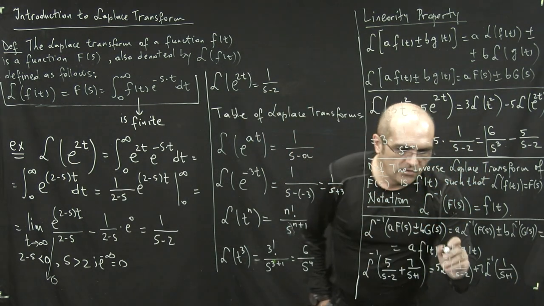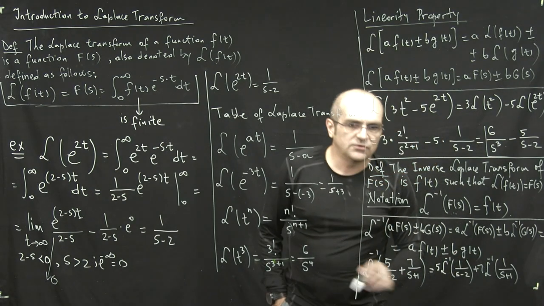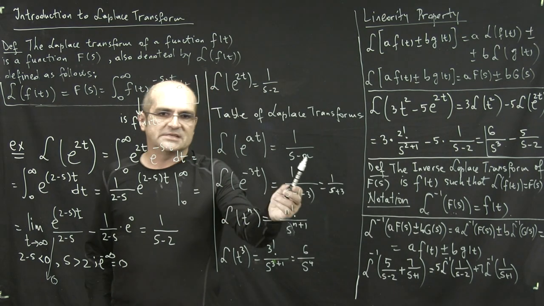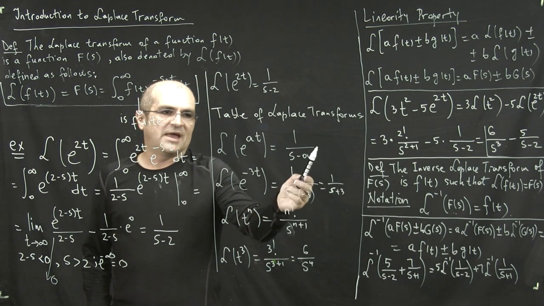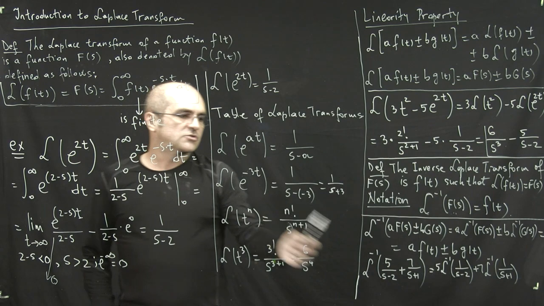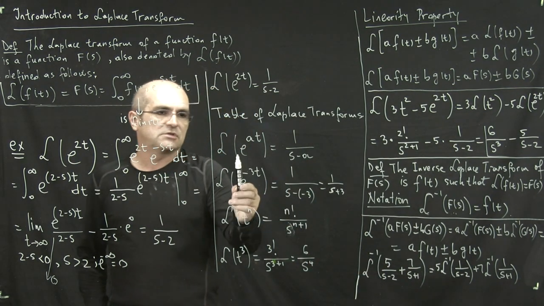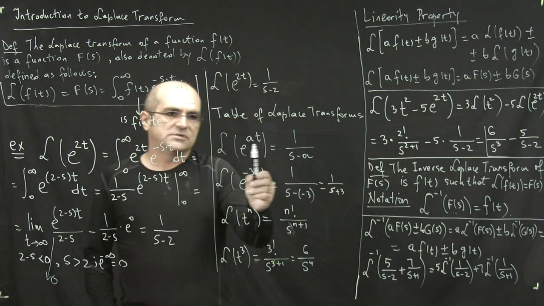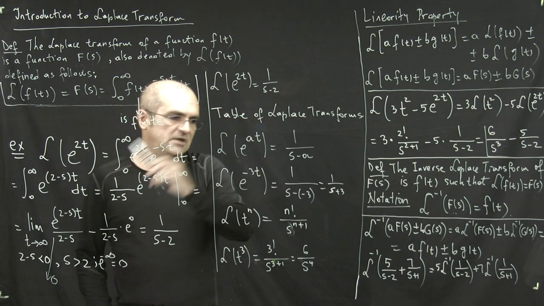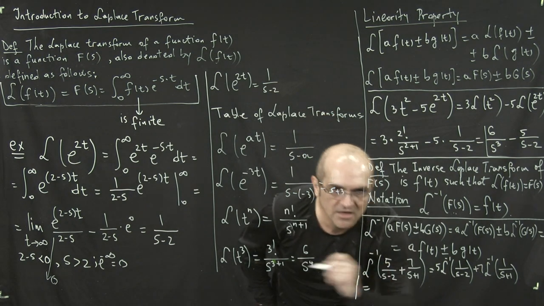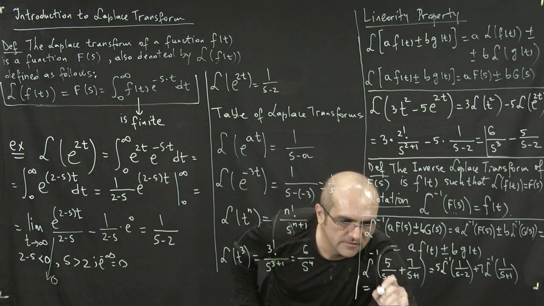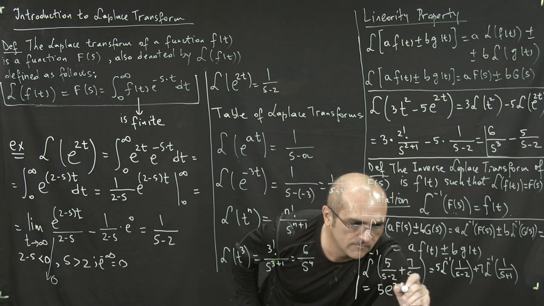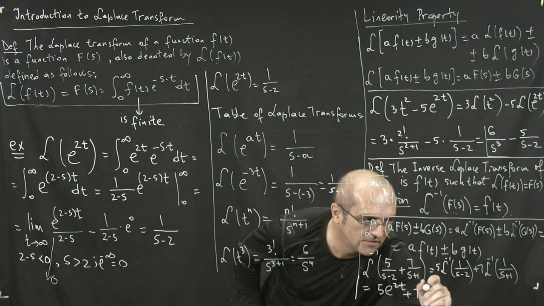Okay, so 5 L inverse of 1 over S minus 2, 7 L inverse of 1 over S plus 1, now we recognize as being of this type, except we go from right to left. So 1 over S minus 2 goes into e to the 2t. 1 over S plus 1, that's like a minus 1, goes into e to the minus t. So therefore the answer here would be 5 e to the 2t, and then plus 7 e to the minus t.